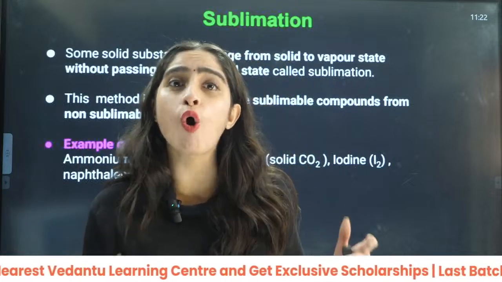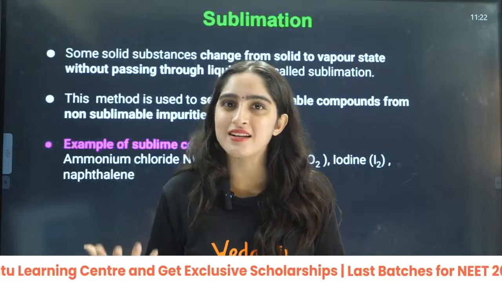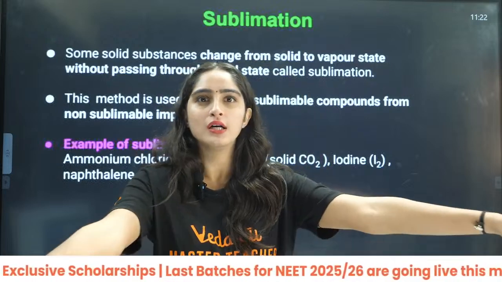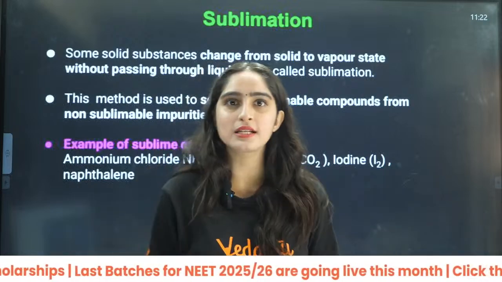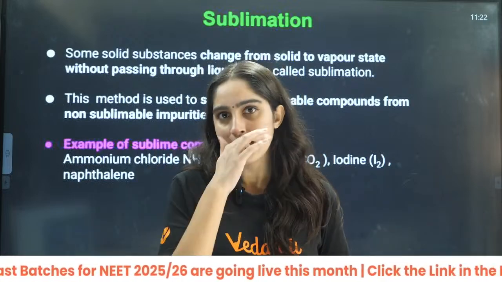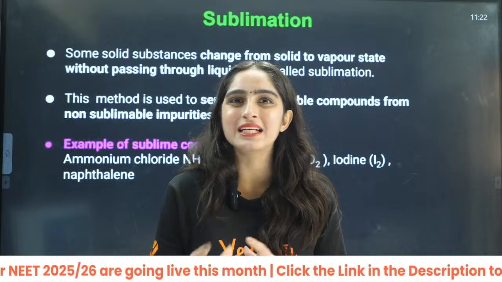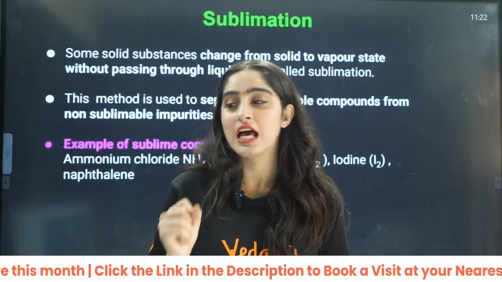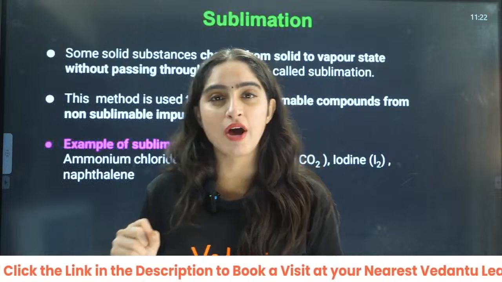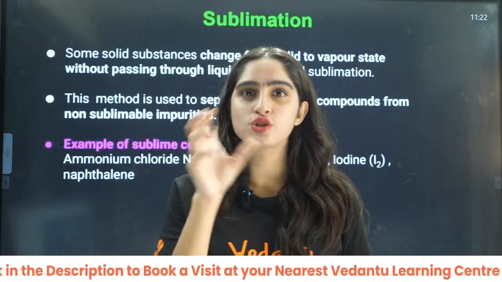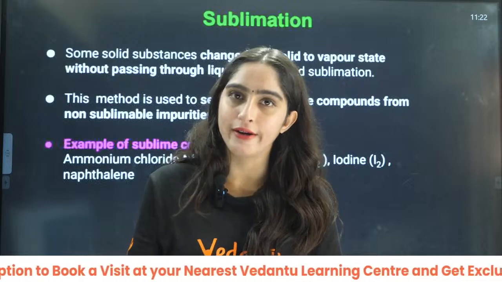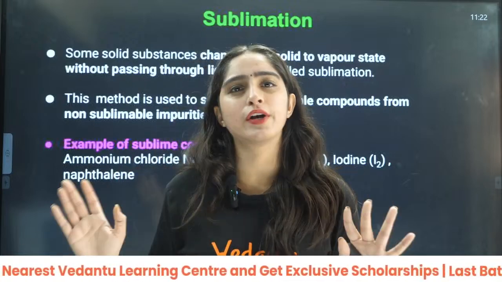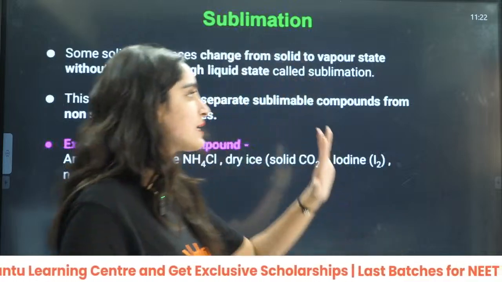And also in concerts and marriages and weddings, what you have seen, that there is some kind of a snowy thing, right? Artificial snowy thing, right? So what is that white snowy thing? That is nothing but dry ice, right? That is your solid carbon dioxide converted into vapor form. So that is also sublimation. So there are very different examples of sublimation, right?